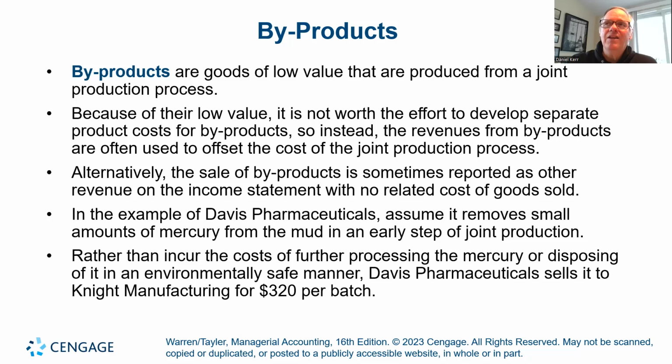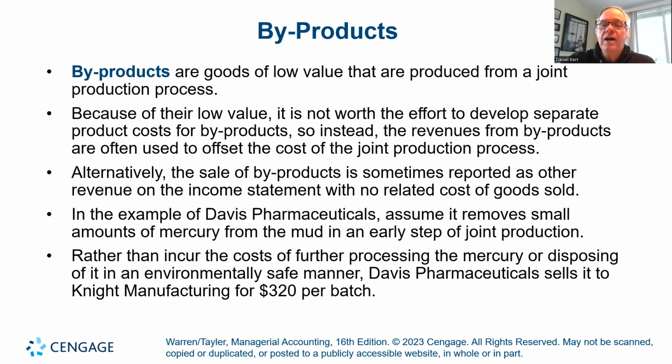don't worry, you're not going to have to allocate on the basis of square footage or machine hours or anything like that with regard to byproducts. It's generally thought to be a very small amount of revenue that comes out of the production process. So it's either a reduction of the joint cost or it's a separate line item on the income statement. All right, so that's all I want to say about byproducts.